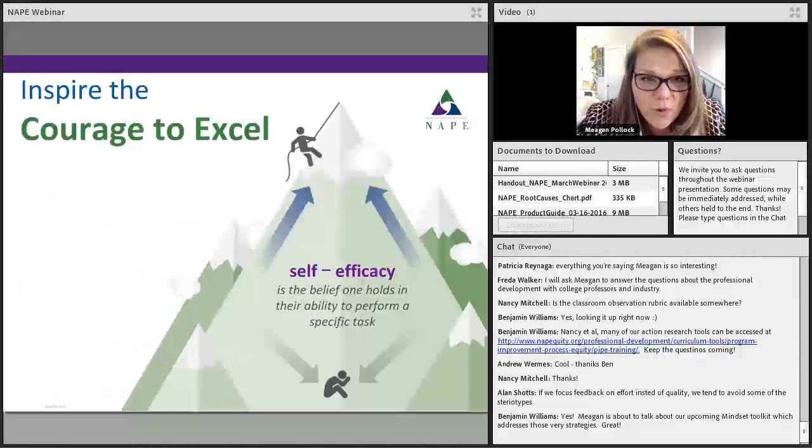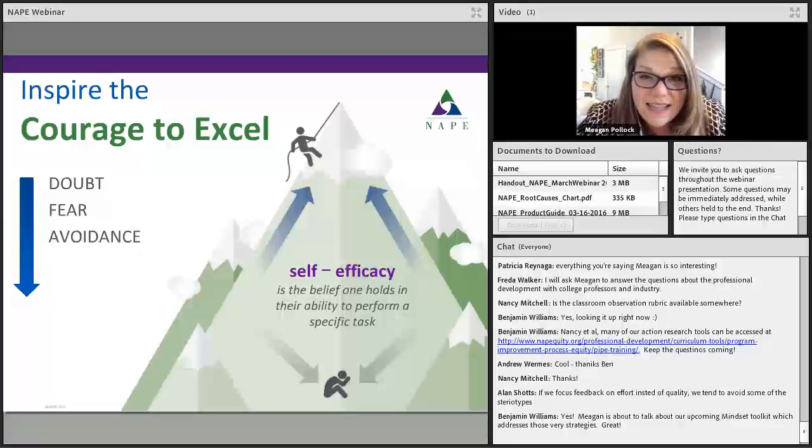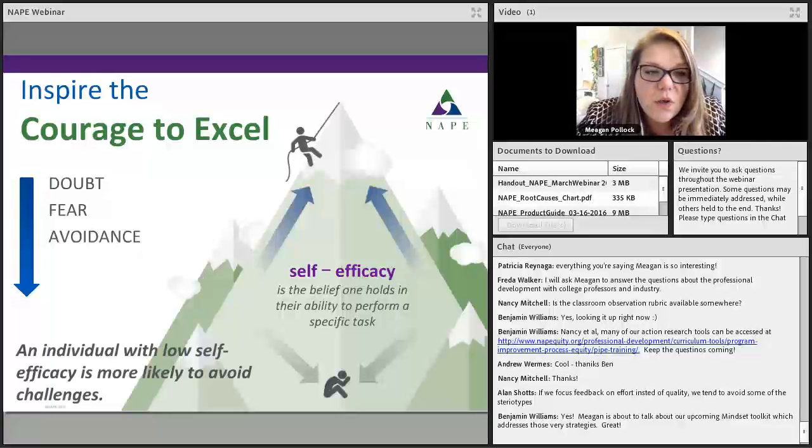Well, a student with low self-efficacy is likely to doubt and fear their abilities, and many times is just going to avoid the task, right? A student with low self-efficacy is going to avoid challenges. They're not even going to try because they don't believe that they can do those tasks.